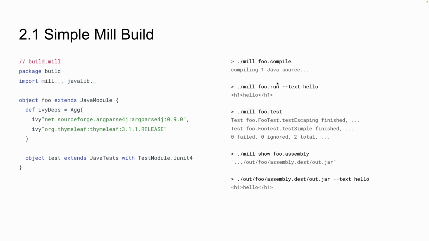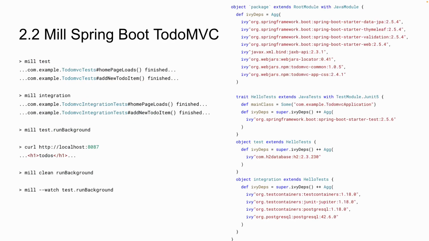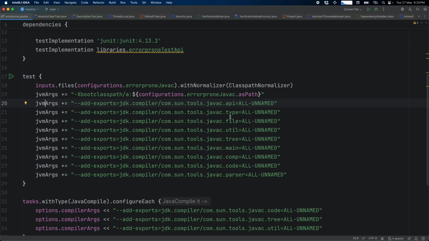So with this build, I can use foo.compile because foo is an object, so it's a .compile method. I can do foo.run, foo.test, foo.assembly, and run the assembly later from the command line. So far, nothing unusual. You can do all these things in any other build tool as well. Just to go a bit further, this is a Spring Boot Hello World, or to-do MVC application built using Mill. I can show you this one live.